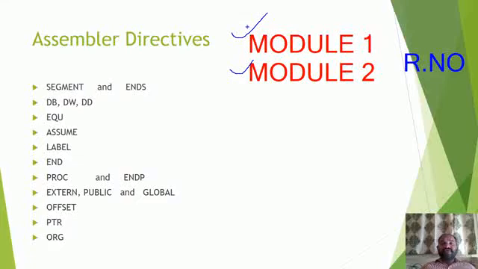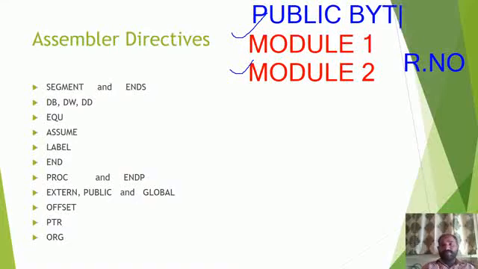So here, when you are declaring one variable for the first time in module 1, it should be declared as public. Means you are supposed to declare your variable in module 1 as public. Let us suppose it is in the byte format, then: public byte, space, byte colon, I'm just defining r no. This declaration is there in module 1.